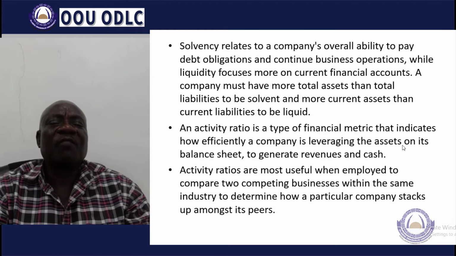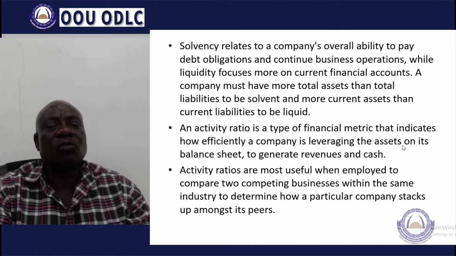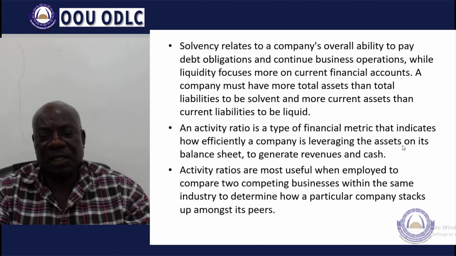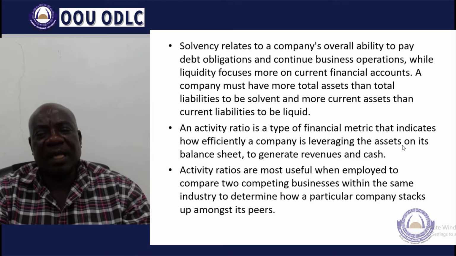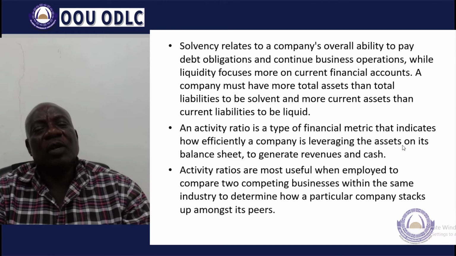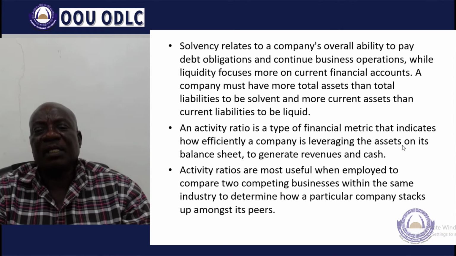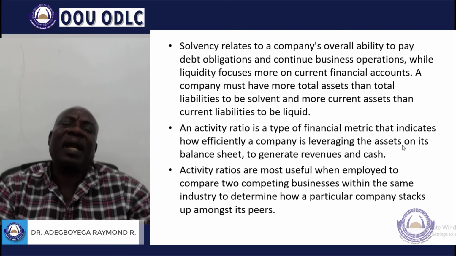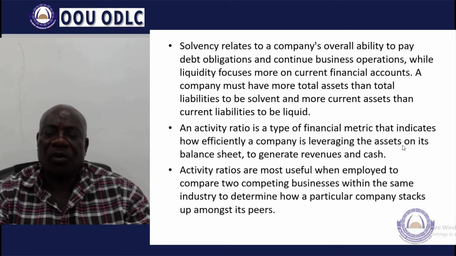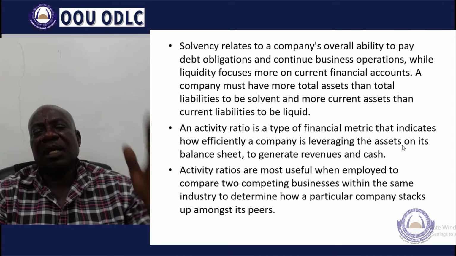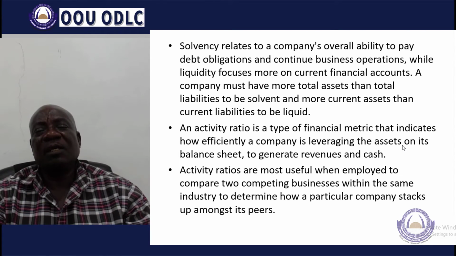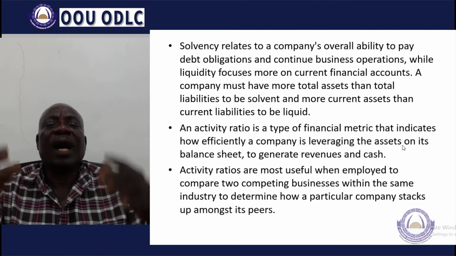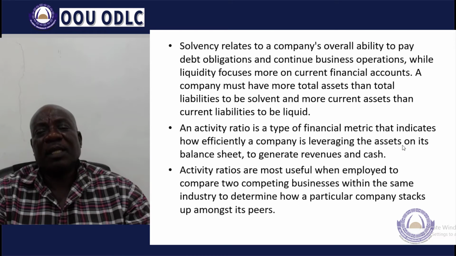So a company must have more total assets than total liabilities to be solvent. Take that into consideration. A company must have more total assets than total liabilities to be solvent. Also, for liquidity position, a company must have more current assets than current liabilities to be liquid. Because if you look at the main balance sheet of a company, like I made mention before, it contains two sides. It has the assets on one side and the liabilities on the other side. Where you have the assets of the company, you look at the company's total assets, and you subtract total liabilities from it. That will give you the solvency level.